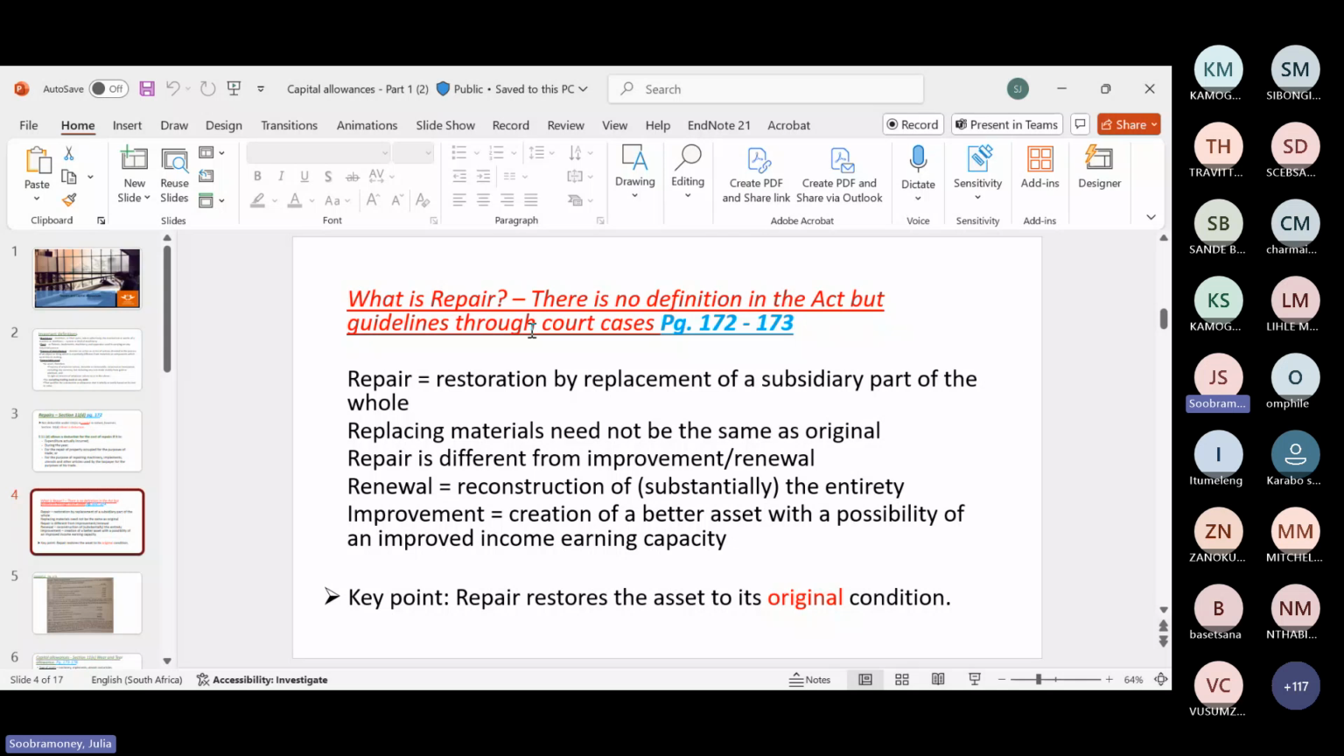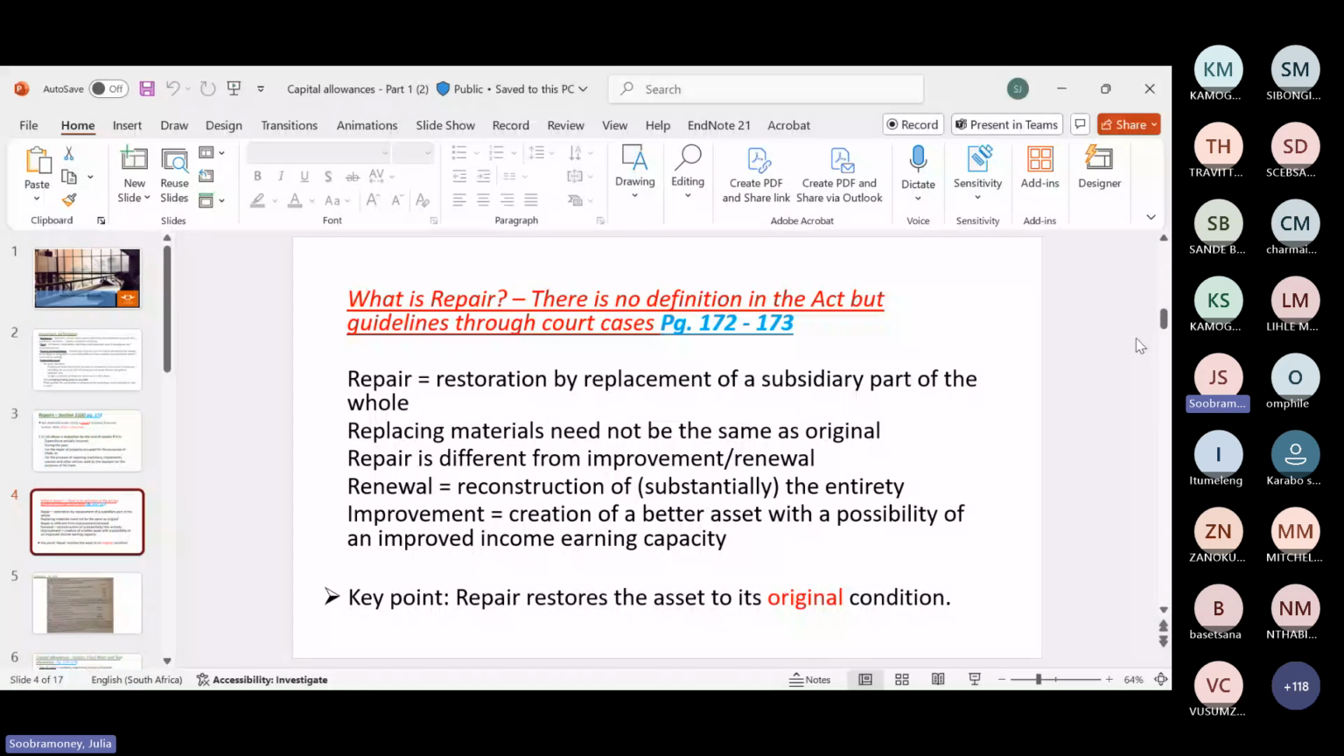Basically, what it means, you're replacing a part of an asset. That's what it means. Replacing materials need not be the same as original. This is a very, very important point here. Okay, does not need to be original.